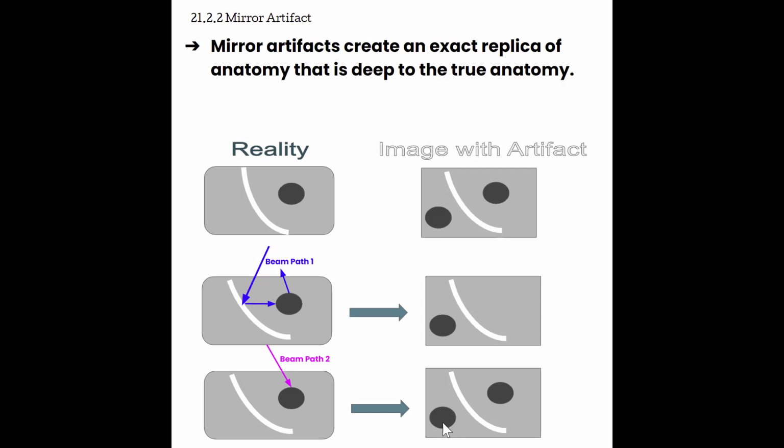So this is the mirror artifact. They're typically on the opposite side of the mirror or specular reflector, and they are going to be equidistant from the specular reflector as well.